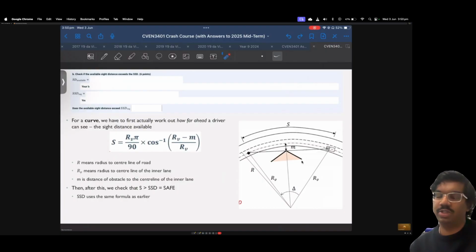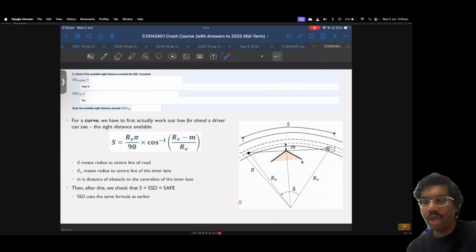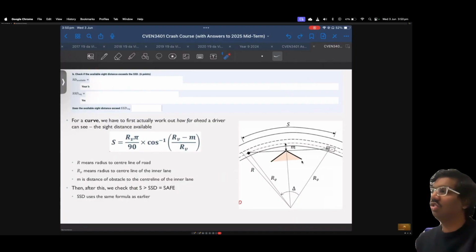And this is the equation to figure out how far in front of the curve you can actually see. So S equals RV times pi over 90 times cos to the minus 1 of RV minus M over RV, okay? Where R is the radius to the center line of the road, RV is the radius to the center line of the inner lane, and M is the distance of the obstacle to the center line of the inner lane. All right, and then after this, we make sure that S is greater than the stopping sight distance. Obviously what you see needs to be greater than the stopping sight distance, because if it's less, then you're not going to stop in time, okay?